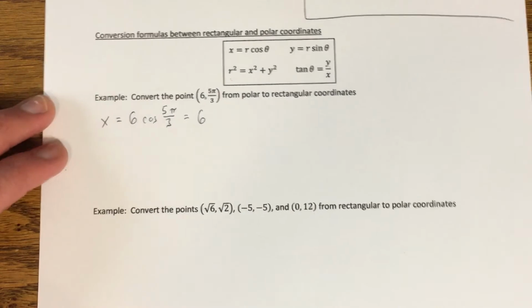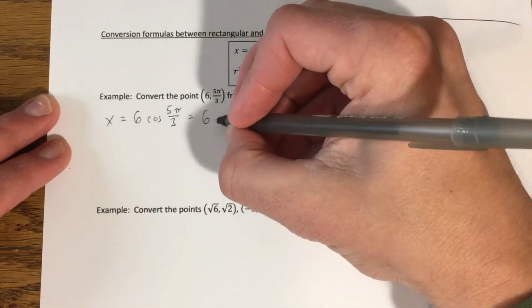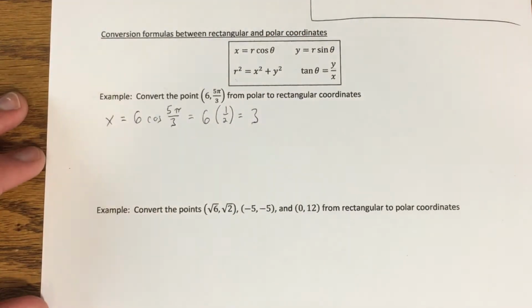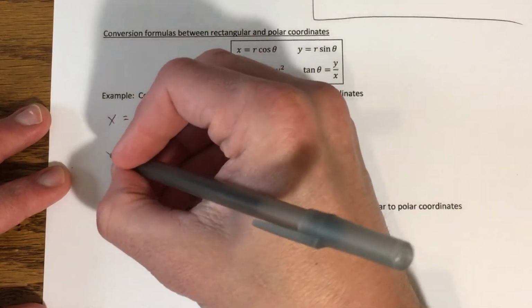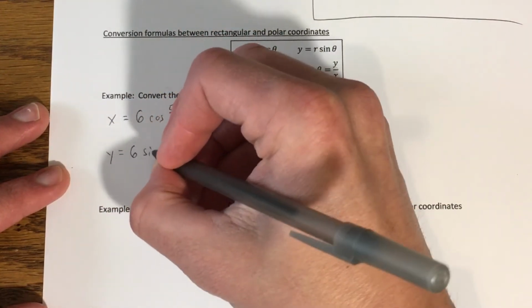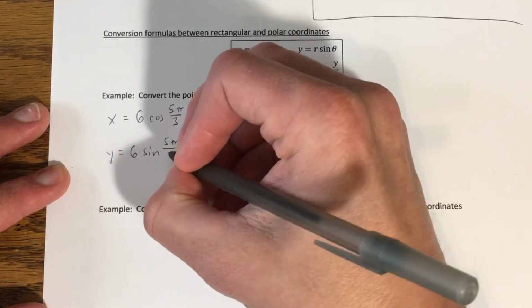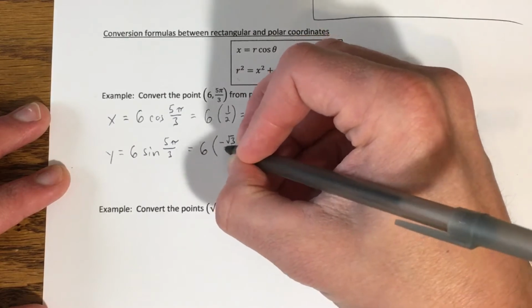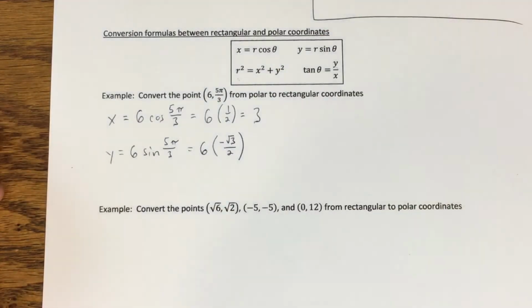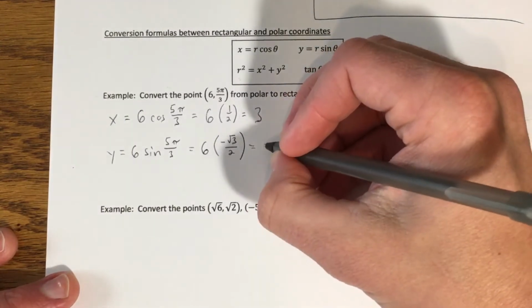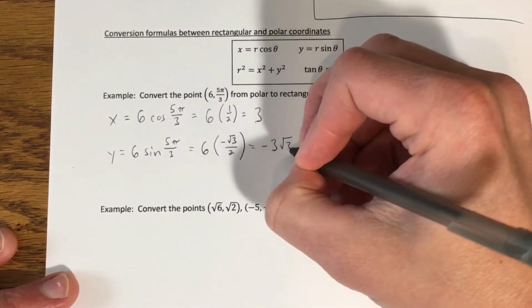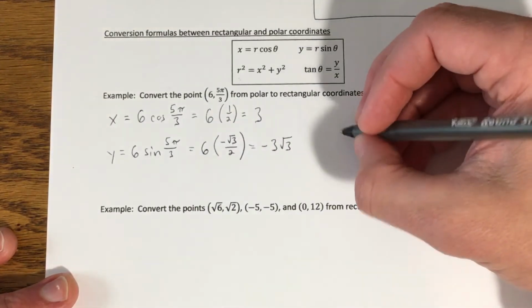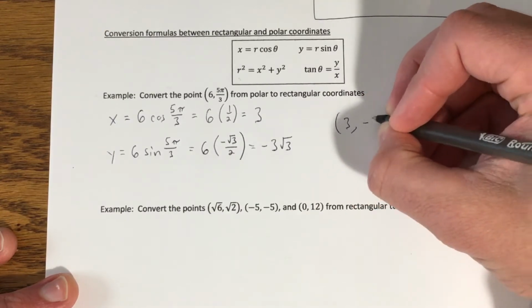So 5 pi over 3, that's in the fourth quadrant. I know cosine of 5 pi over 3 should be 1/2. So I get an x coordinate of 3. Use the conversion formula for the y next. So y will equal r, which is 6, sine of theta, which is 5 pi over 3. This comes out to 6 times negative root 3 over 2. That's what sine of 5 pi over 3 would be. Do a little simplifying here. This comes out to negative 3 root 3. So in rectangular coordinates, the point (6, 5 pi over 3) becomes the point (3, negative 3 root 3).